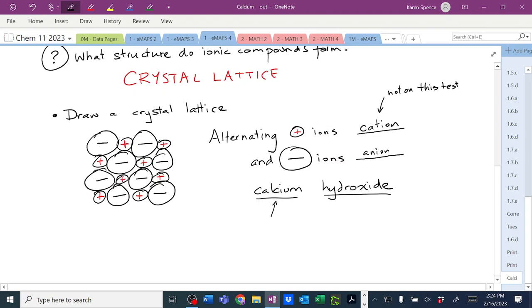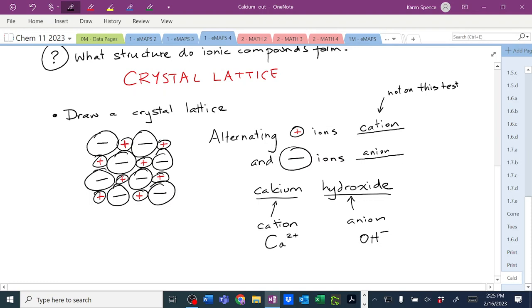Calcium is the cation and hydroxide is the anion, because we have Ca 2 plus and OH minus. I don't know what happened to that C. It looks really weird, so I'm going to fix that. There we go.